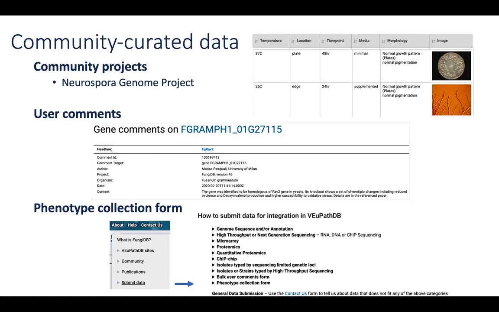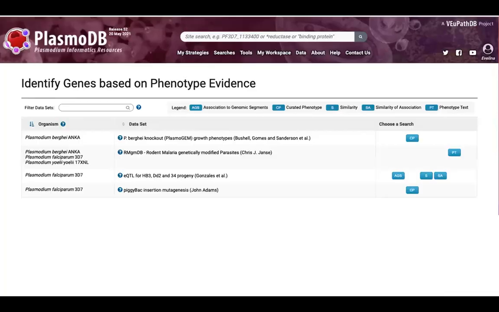Now, I will show you two more things. Right now, we'll switch gears a little bit and talk about the interface that you are going to see when looking at the phenotypic evidence. So here is shown a screenshot from PlasmoDB, and I am on the Identify Genes based on the Phenotypic Evidence page. And this page contains several data sets, and you will notice that there are different data sets in different databases. And there's also a legend at the top that represents the type of the searches available for the data sets integrated in VEuPathDB. And these types of searches are listed at the top.